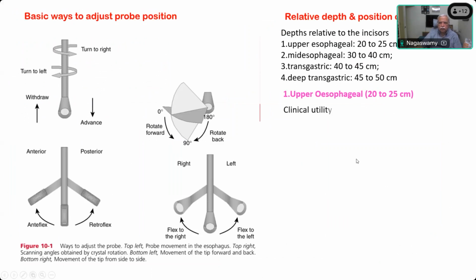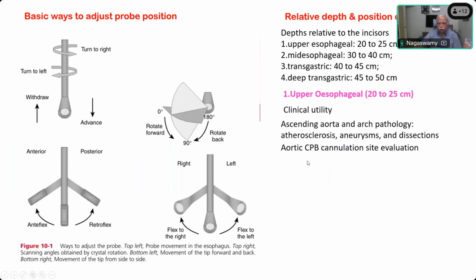In the upper esophageal position, what is the clinical utility? You can see the ascending aorta, arch pathology, atherosclerosis, aneurysms, and dissections. So it is mainly used for any aortic repair. And it can also give you an idea about the aortic cannulation in cardiopulmonary bypass procedures. If you have a difficult congenital anomaly in the heart, then when you place the aortic cannula, you can assess the position. Similarly, pulmonary artery catheter position can also be confirmed.